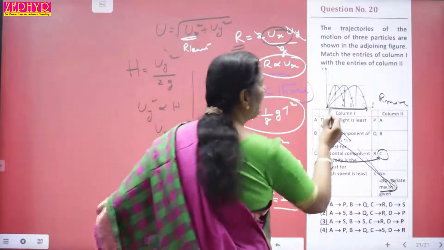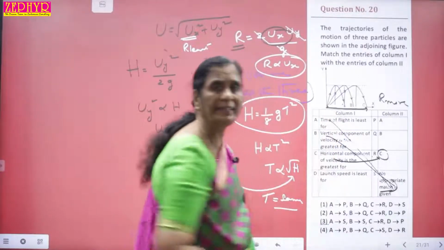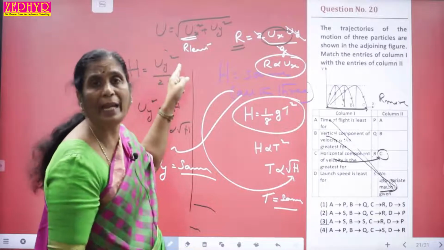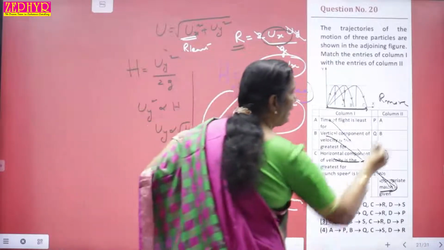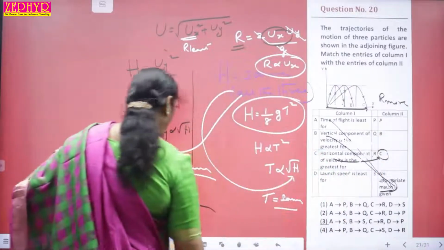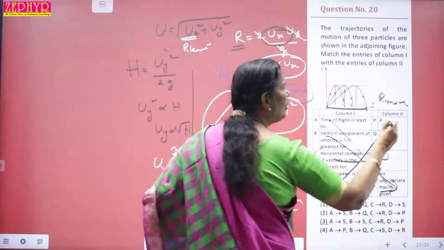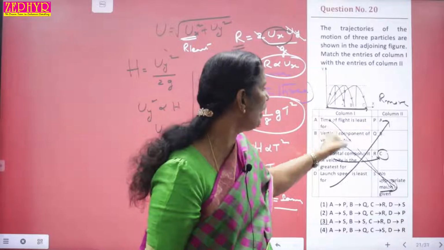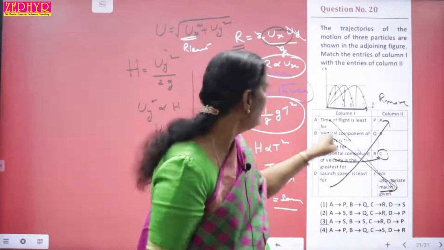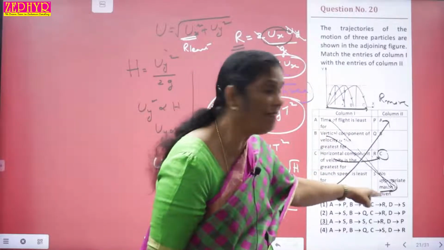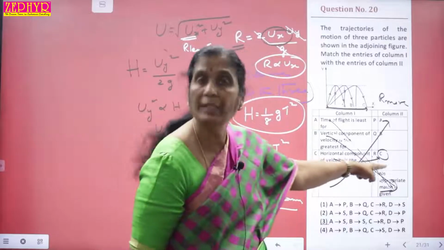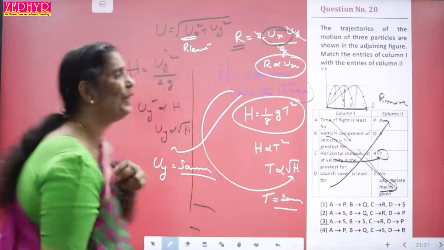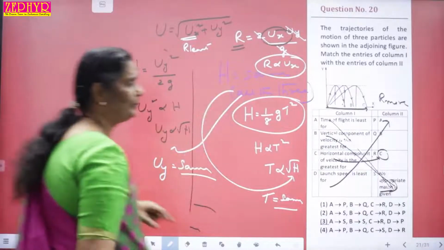Which is having less range? A is having less range. So ux will be minimum for A, so u will be minimum for A. So the answer will be A. A means we have to go for P. So the answer will be, for the first choice, last one. Second choice also, last one. And for the fourth one, first choice. Like that you have to see.